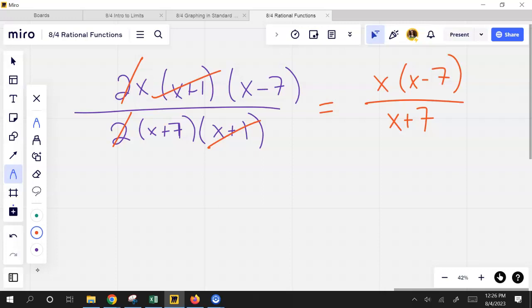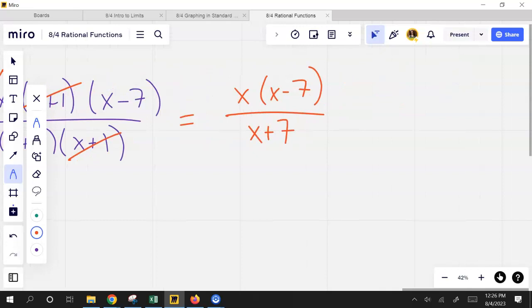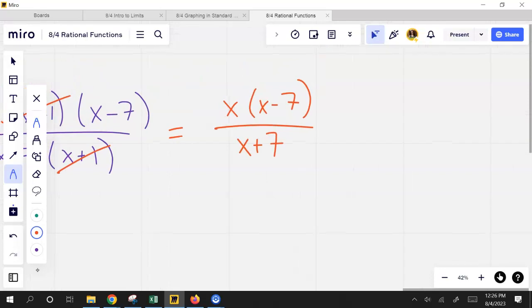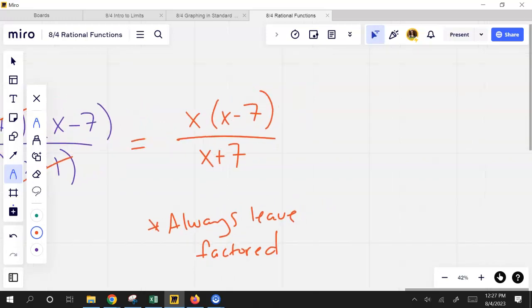Now, of course, you're not going to start with them this simple. Just always leave it in factored form. Always factored. Before you start these, you're going to want to factor everything you can completely, and you're going to want to leave it factored completely. And there's a reason for that a little bit later.